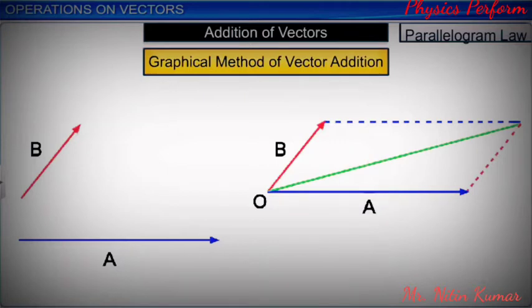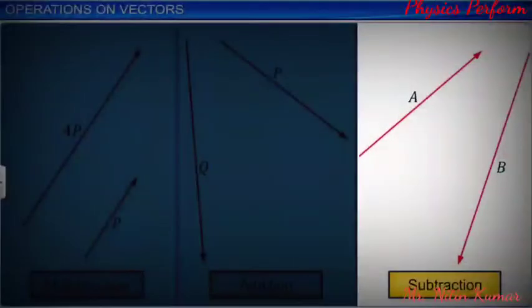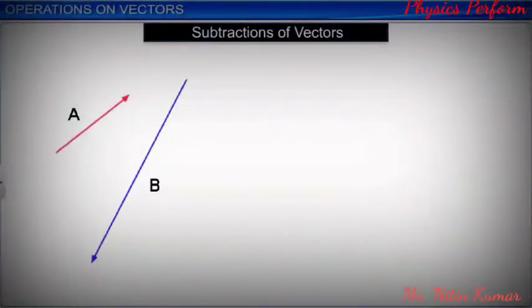After addition, you will now learn about the subtraction of vectors. Direct subtraction of vectors is a little confusing. To avoid this confusion, you must use the concept of addition of vectors after reversing the direction of the second vector. Vector minus B is added to vector A to get r. This method makes the subtraction of vectors easy.